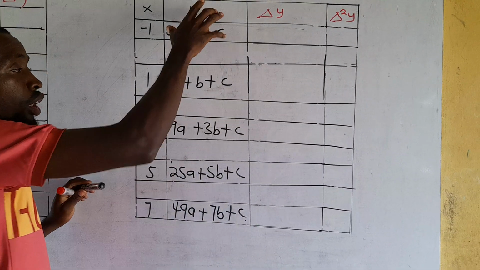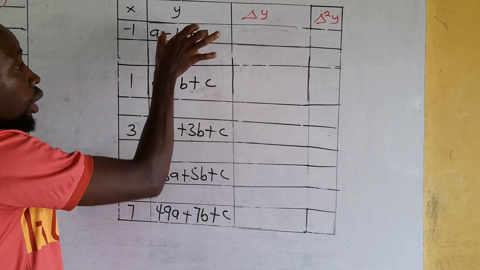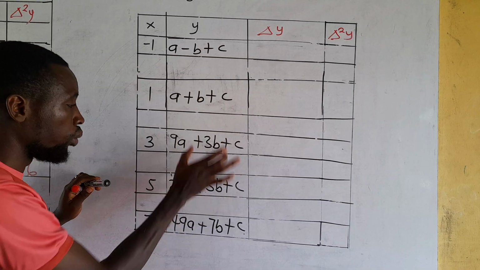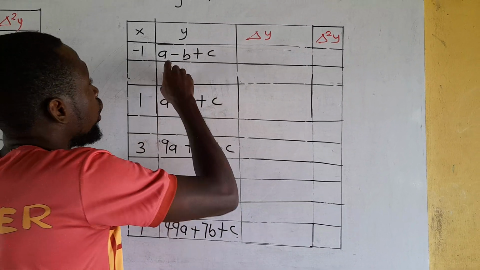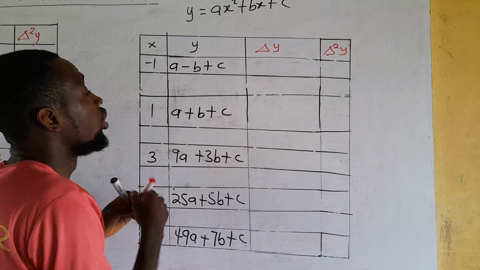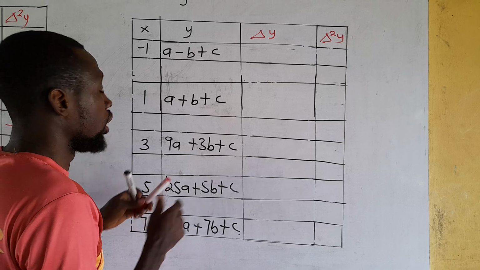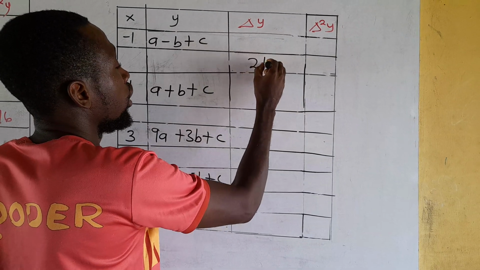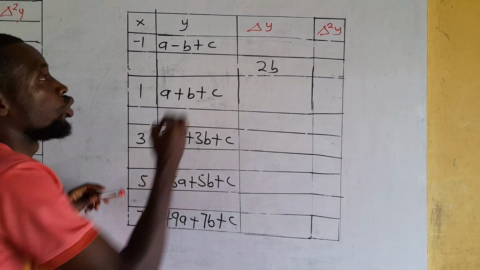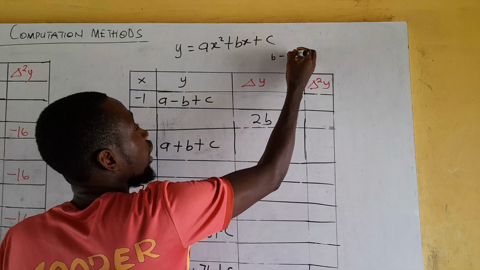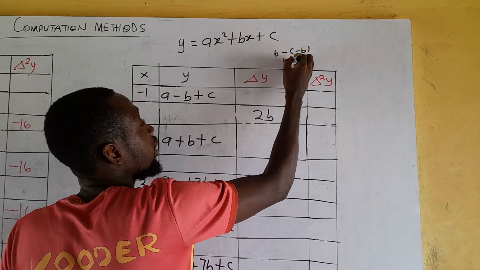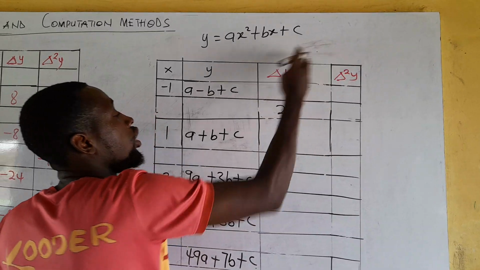Now we find the first difference between this set of values. We subtract this from this, this from this, and this from this. So a minus a here will be 0. B minus negative b, that will be 2b. So we'll write 2b here. I hope you get that. So b minus negative b, that will be b plus b, and that's 2b.